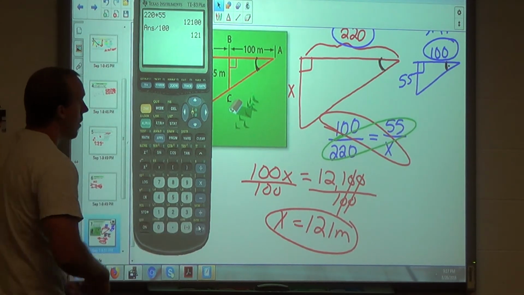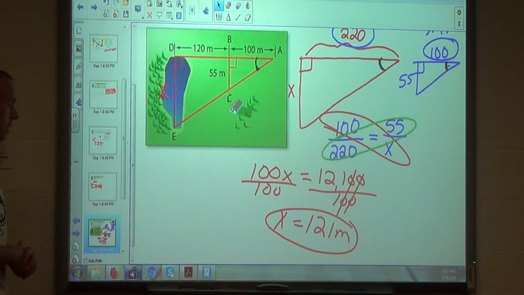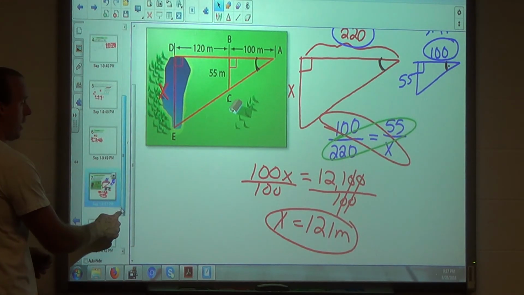Okay, and that is how long my bridge would have to be spanning across that lake.